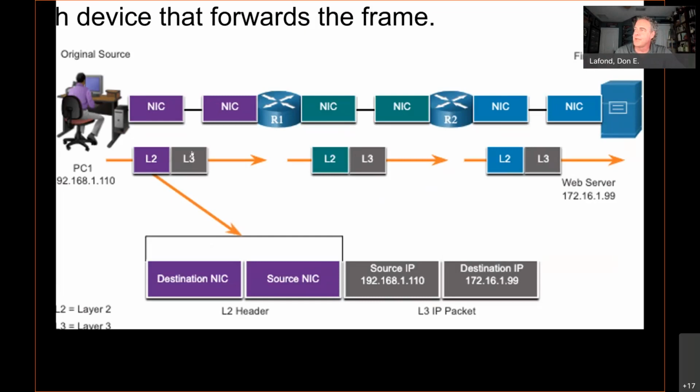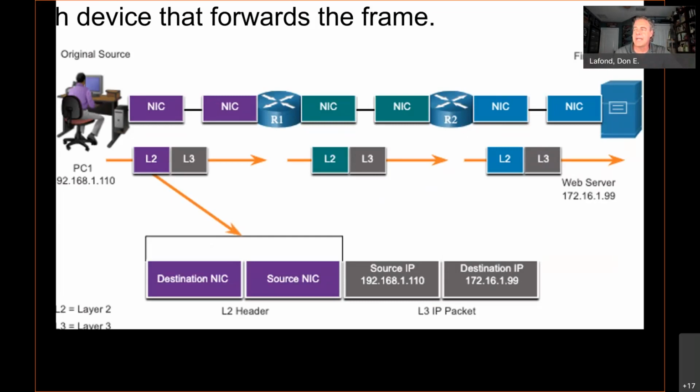Notice that layer 3, the source IP and destination IP, stays the same as it moves through all of the different nodes, each device it hits from point A to point B. So layer 3 stays the same. Just like in a post office, your addressing on the letter stays the same. That's layer 3 from your home to the destination out in California or anywhere in the world.